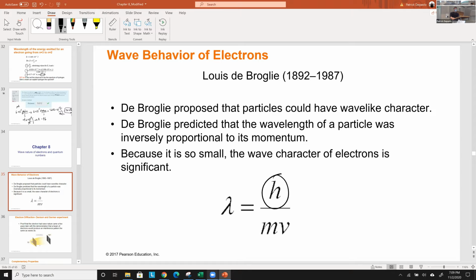So H is Planck's constant. That's the 6.626 times 10 to the negative 34 joule seconds. And then you have M and V. So you recognize those from physics, right? So M is the mass. In this case, this V is actually the wavelength. Is it? This is actually V. They made a mistake here. That's actually V.